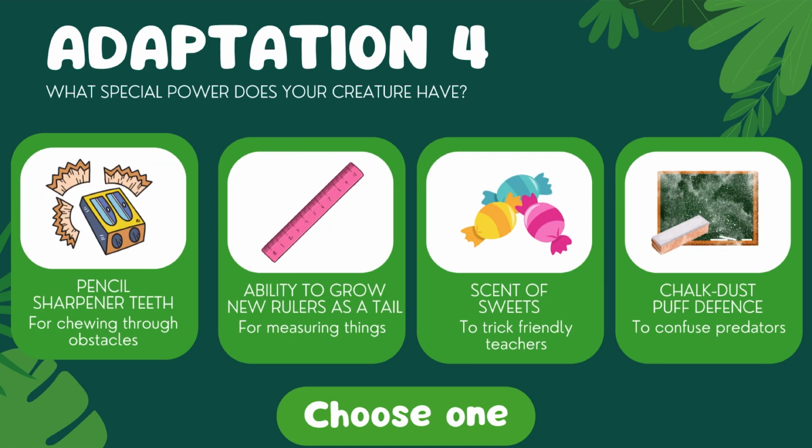So for our final one, your last decision you need to make about your creature is what special power you want it to have. So you've got lots of options here. You can either give it pencil sharpener teeth for chewing through obstacles. You can give it the ability to grow new rulers as a tail for measuring things. Now that's quite fun in terms of I always am missing rulers in my classroom. So it'd be wonderful if I had a creature that could grow them for me.